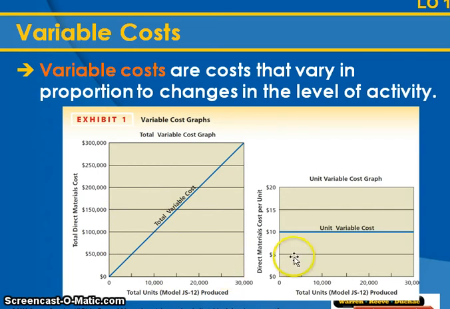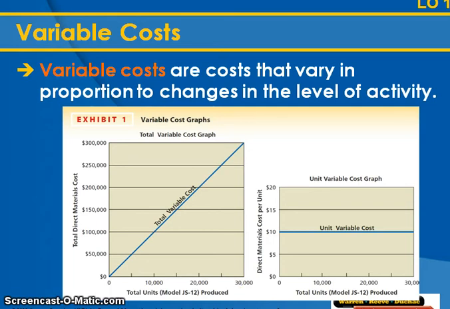The one thing that doesn't change here is the cost per unit. Each stereo is going to cost you $10, and whether you make one stereo or 30,000 stereos, it's still going to cost you the same amount of $10 a piece, and that's what this unit variable cost graph is here. The costs are not going to change per unit, but the overall cost is going to increase depending on the level of activity increasing. So that's variable costs. Just think to yourself, if I make 0 or 100 of some sort of product, is the cost going to increase? If that is the case, then you're looking at a variable cost.